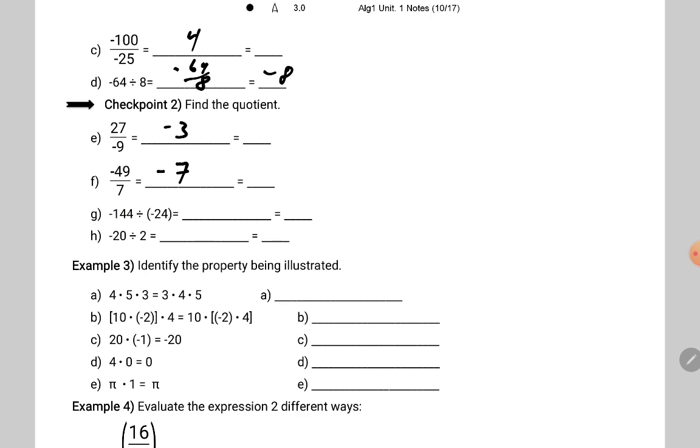144, so negative 144 divided by negative 24. So what we have here is this. Negative divided by a negative is a positive. And 24 goes into 144 6 times.